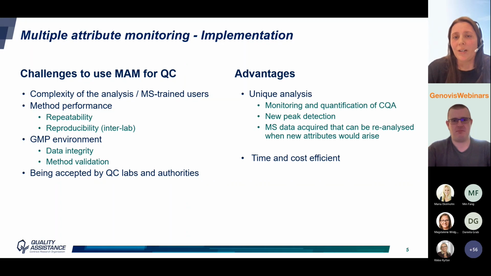In parallel to this, there is a big advantage that it would provide quite a number of data with a unique analysis. So we would be able to monitor and quantify critical quality attributes. There is the possibility to do new peak detection. And also because MS data are acquired, there is always a possibility to go back to previous data once a new attribute would arise, for instance. And because it's a unique analysis, I think it's time and cost efficient.